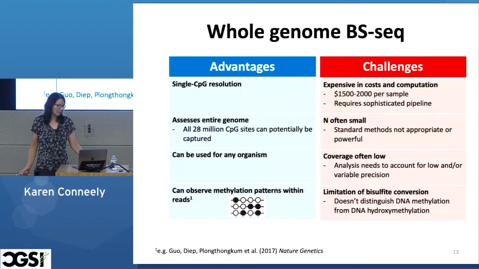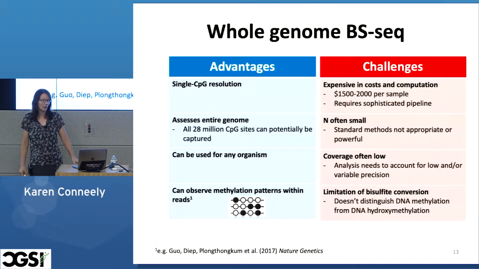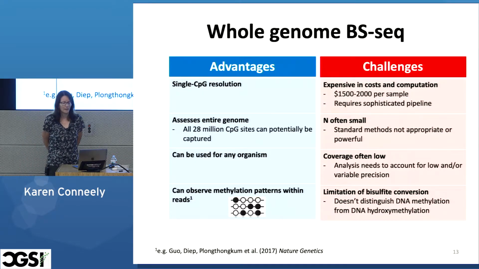Another challenge is that because of the expense and because of various QC issues that come up, the coverage often ends up being quite low. And so in addition to accounting for small n, your analysis is going to need to account for possible low coverage and varying levels of precision due to low coverage among different CpG sites and samples. And so these last two challenges are the ones we're going to try to address in today's lecture.